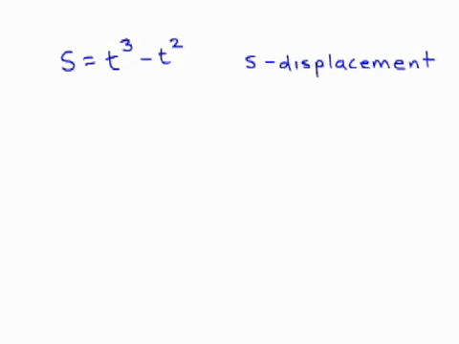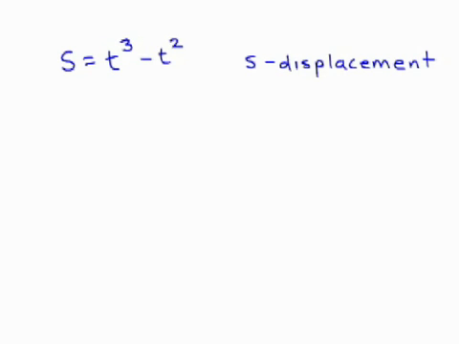In this example, we've been given the equation s equals t cubed minus t squared, where s represents the displacement of an object in meters and t represents the time in hours. We need to find the velocity, specifically the instantaneous velocity, at t equals 4 hours.